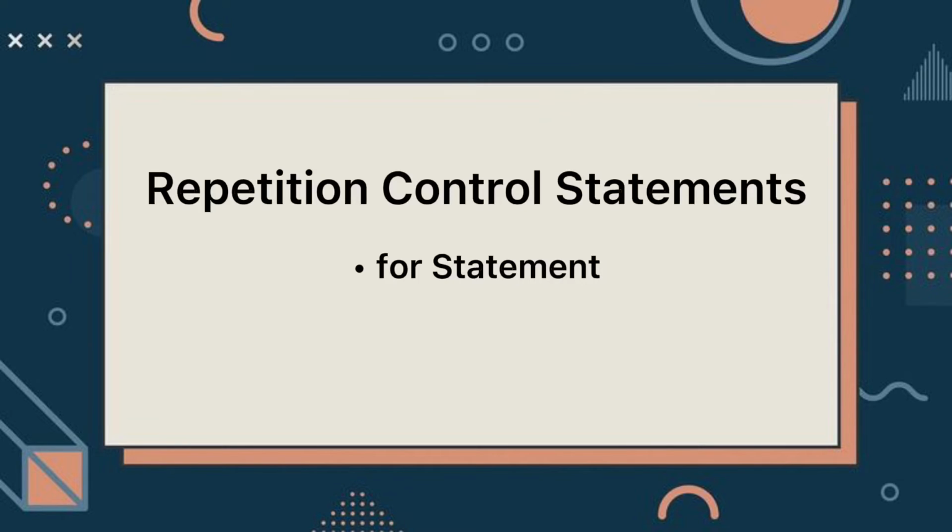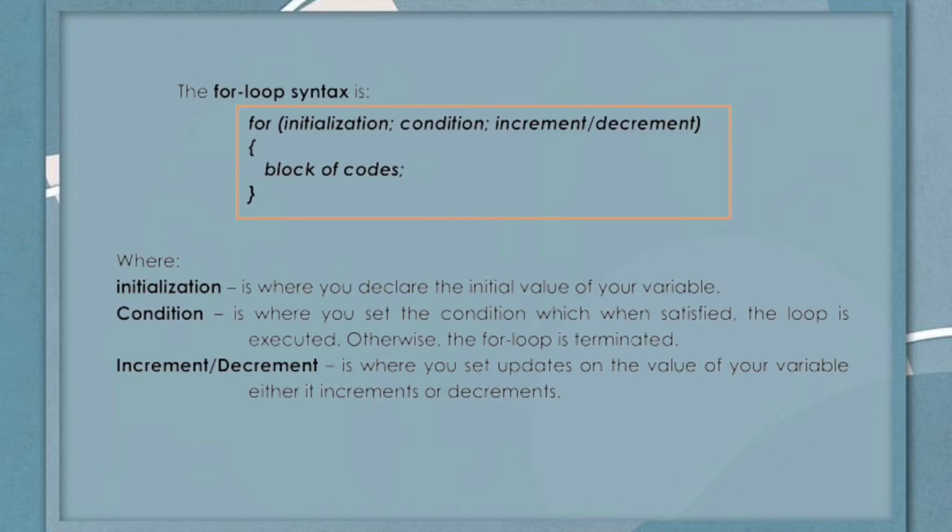Reiteration control statements, otherwise called loop statements. There are three types of loop statements in C++, namely for loop, while loop, and do while loop. Specifically, the for loop is used when you know exactly the number of times you want to loop through a block of code.